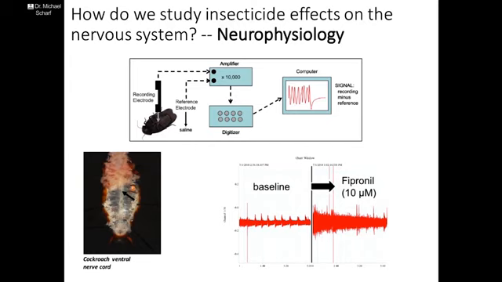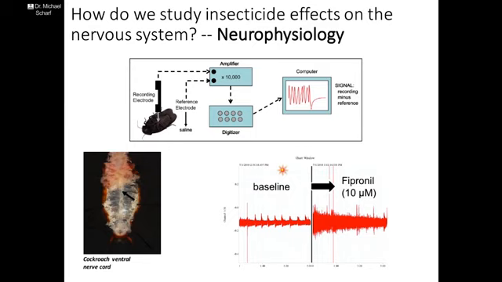But if we look down here in the bottom left, this is a cockroach that's been dissected open, and you can actually see its ventral nerve cord there. This is where we actually attach electrodes. It can measure things, as shown here on the left. So this is just a baseline recording.